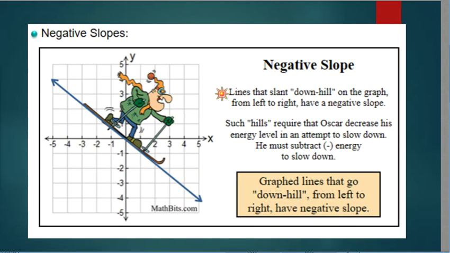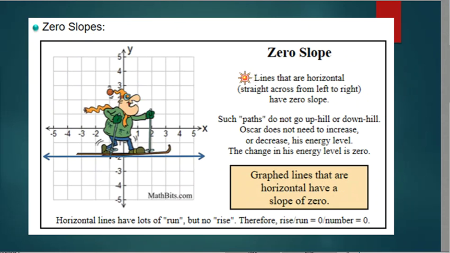Lines that slant downhill on the graph from left to right have a negative slope. Such hills require that Oscar decrease his energy level in an attempt to slow down. He must subtract energy to slow down. Graphed lines that go downhill from left to right have a negative slope. So any lines that we graph that are going downhill from the left to right, we would say that those have a negative slope.